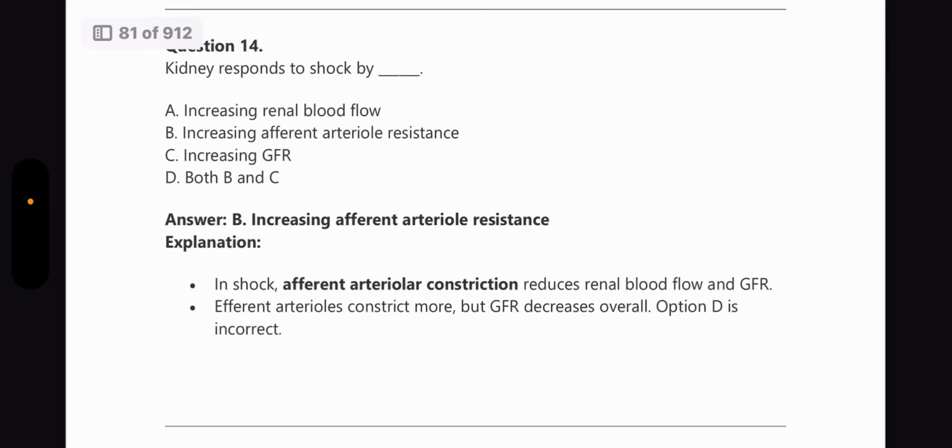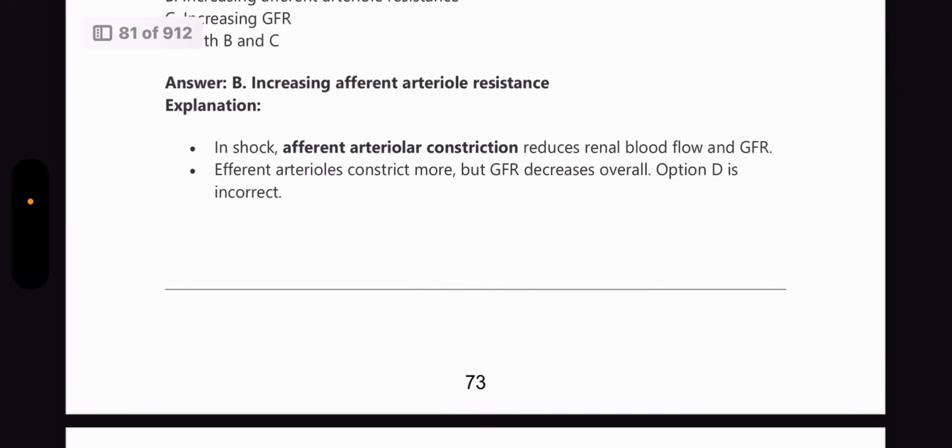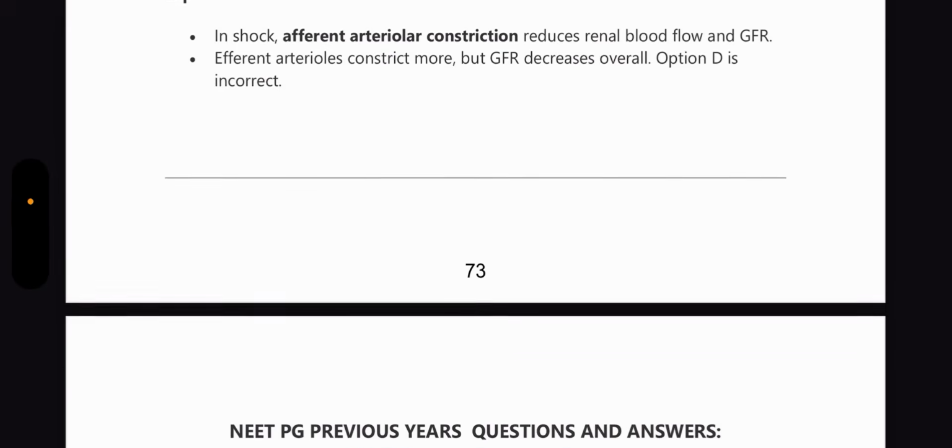Next, the kidney responds to shock by, answer, increasing the afferent arteriolar resistance. In shock, afferent arteriolar constriction reduces the renal blood flow and the GFR. Efferent arterioles constrict more, but GFR decreases overall.